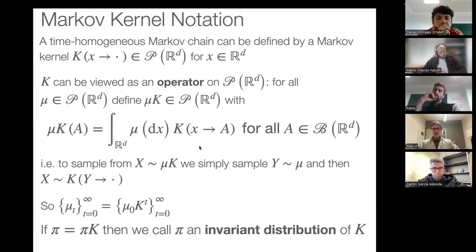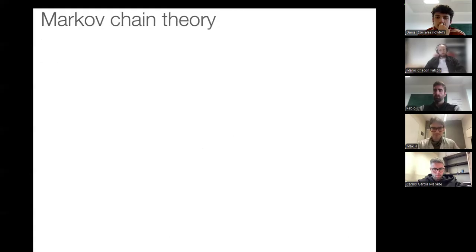Okay, now there are some special distributions that Markov chains are constructed to be invariant under the action of this operation. If pi is invariant under the action of the operator K, then we'll call pi an invariant distribution of the Markov operator K. Good.